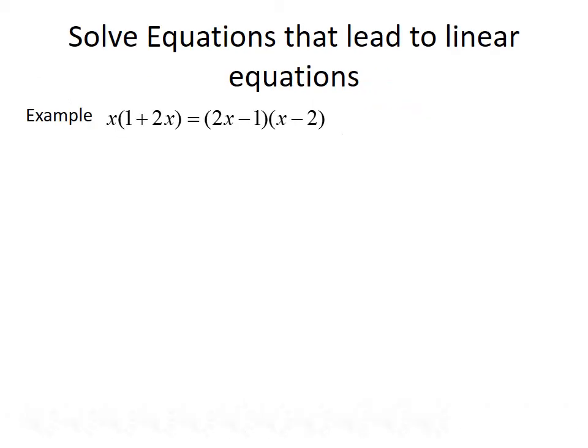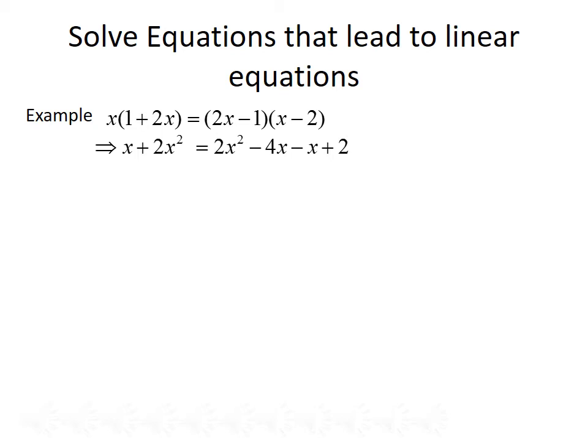Next, we'll solve equations that lead to linear equations. For example, x times (1 plus 2x) equals (2x minus 1) times (x minus 2). This example doesn't have any fractions, so we can skip the first two steps of the general strategy, and we can go straight to the third step, which says to remove parentheses and simplify. So we will distribute on the left-hand side and use the FOIL method on the right-hand side, leading us to x plus 2x squared equals 2x squared minus 4x minus x plus 2.